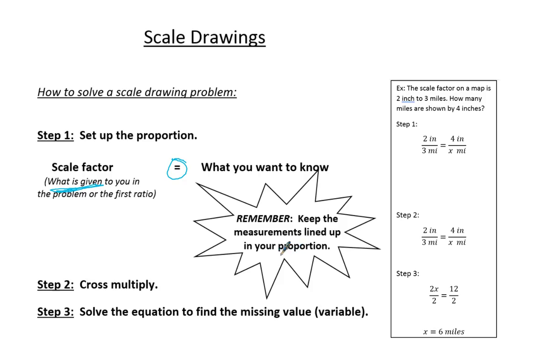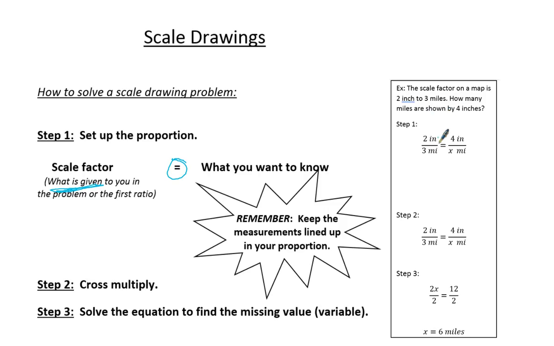Once you've set up your proportion, you can cross multiply, and then you're left with that one-step equation. So we have to finish solving that in order to find our missing value. So once again, very similar to what we were just doing. So let's go ahead and look at this example. The scale factor on a map is 2 inches to 3 miles. How many miles are shown by 4 inches?